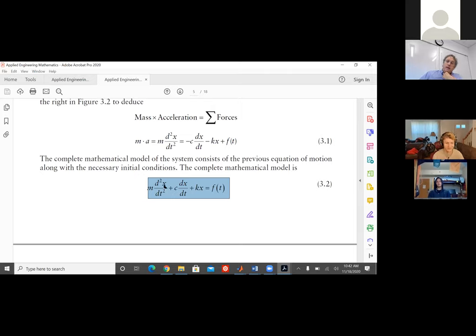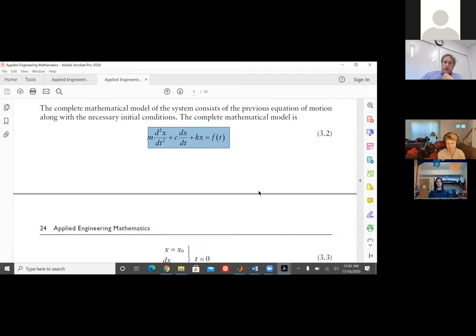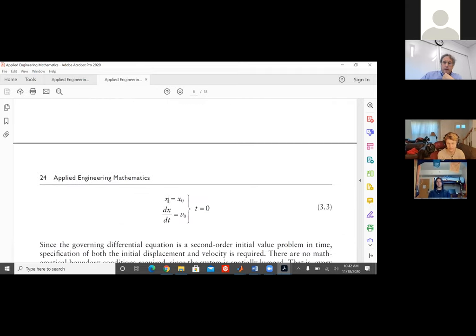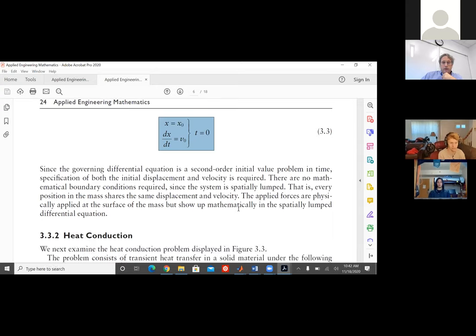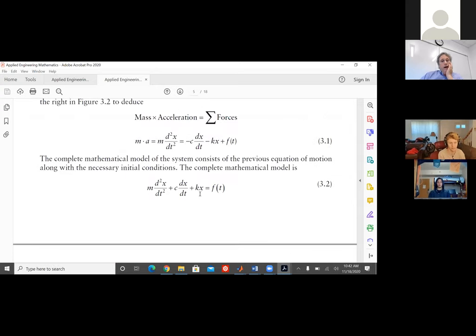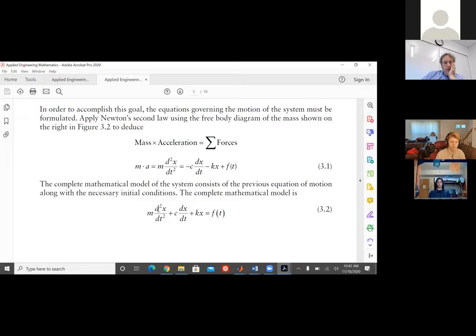Okay, it's a second order equation and thereby it requires two initial conditions, the starting condition on x and the starting condition on x dot. That is these things. If you don't tell the computer or the problem what the starting position and velocity are, then you don't have a unique solution. All right. So we want to solve that one here and now. This guy right here.